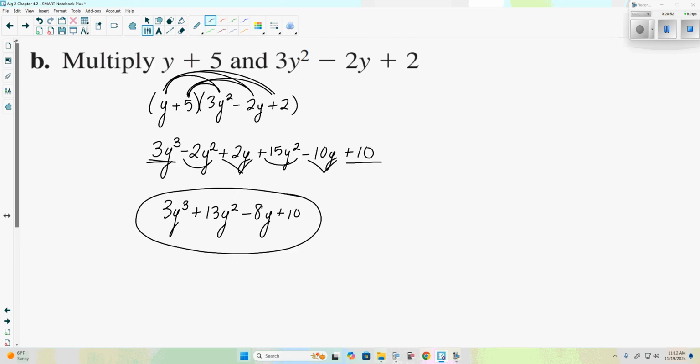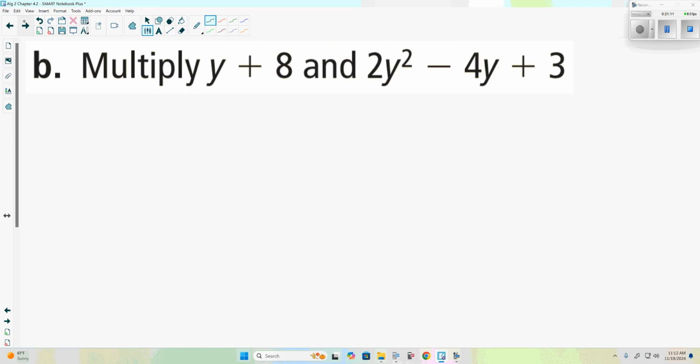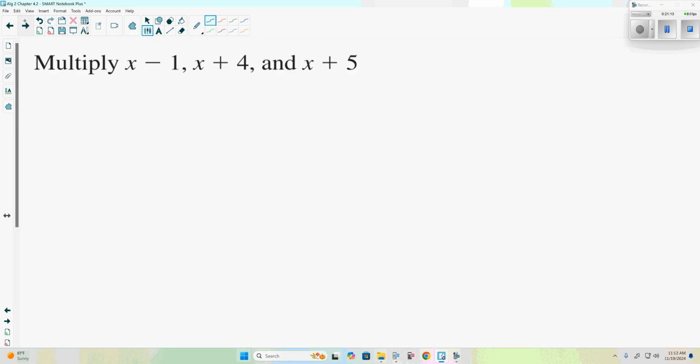Questions on this here? How do we feel about multiplication? Do we feel good with this here? All right. If we feel good with multiplying those two expressions, let's look at this here.